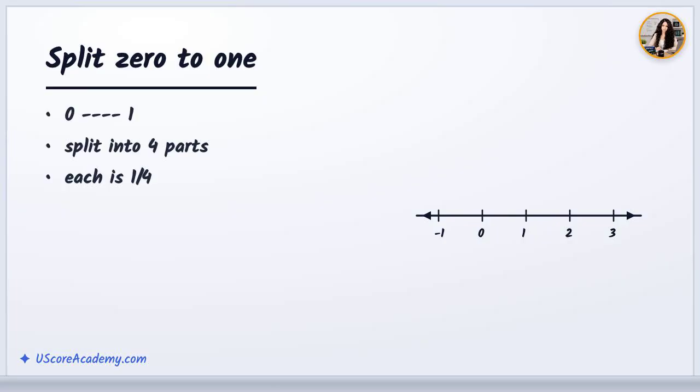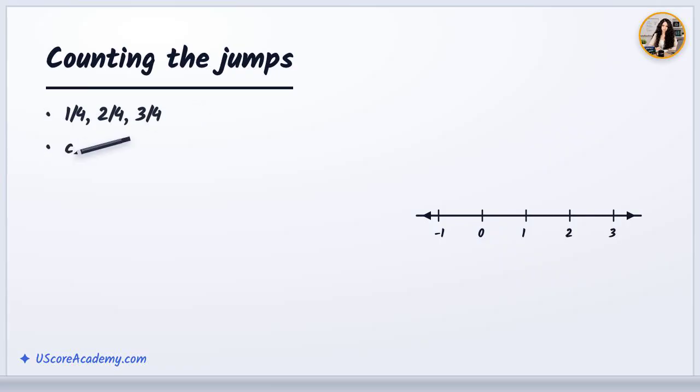The bottom number tells how many parts there are. To find a fraction, count the jumps from 0. 1 jump lands on 1/4, 2 jumps on 2/4, 3 jumps on 3/4. The top number tells how many jumps you have taken.